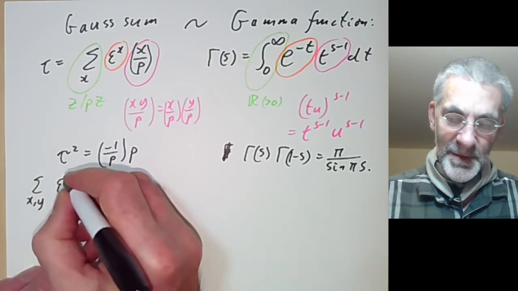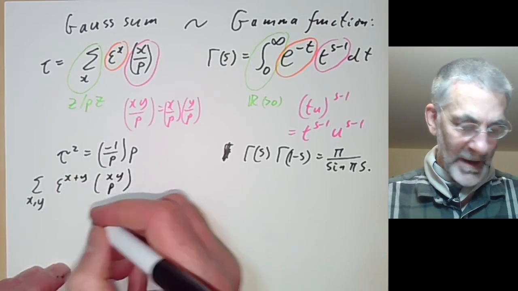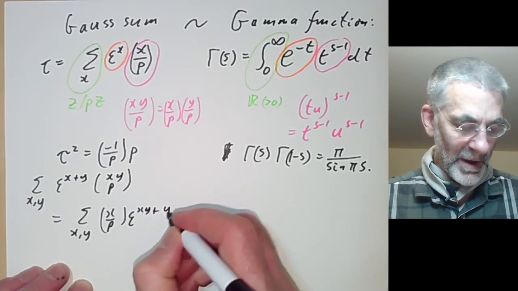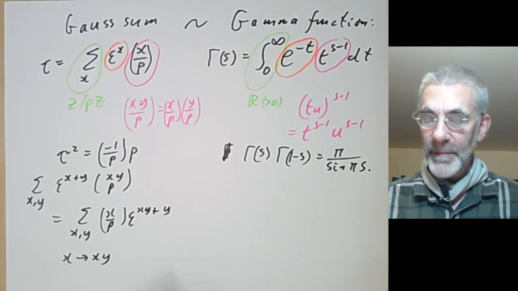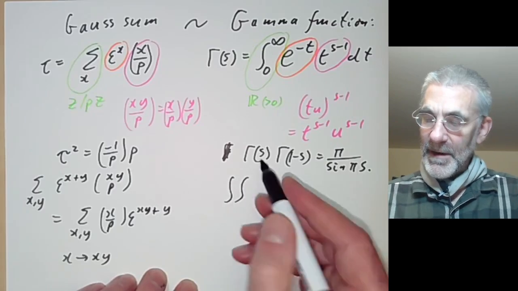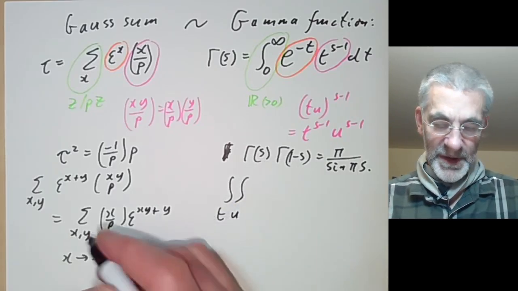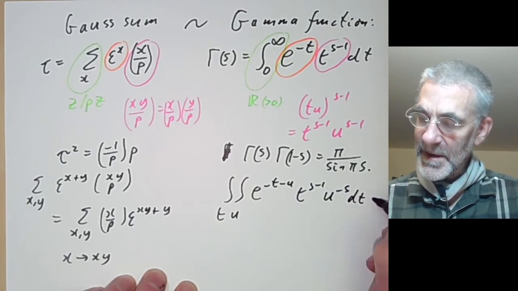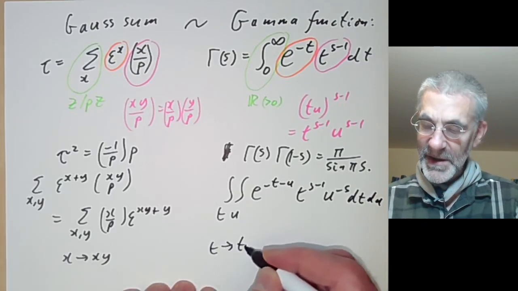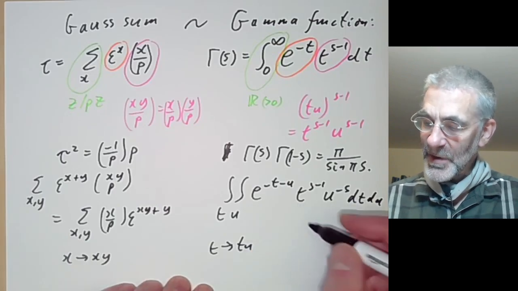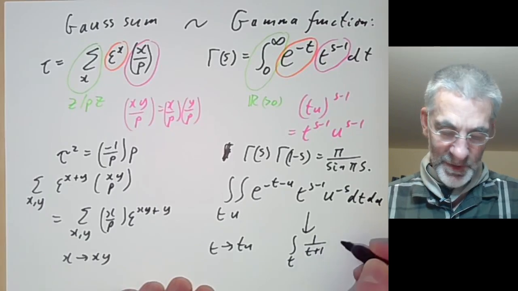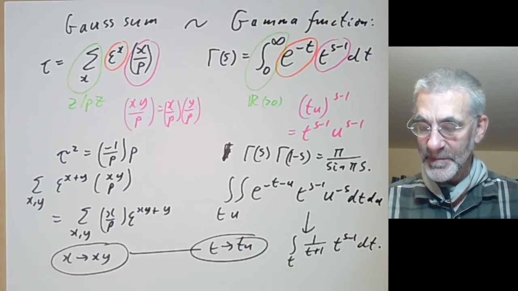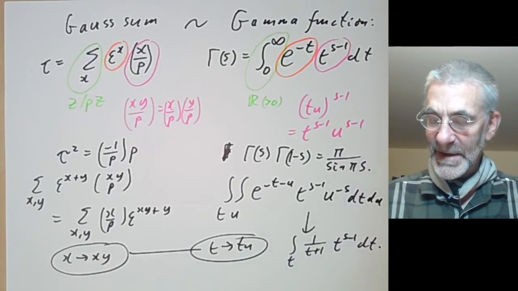You remember we proved this by taking the sum of epsilon to the x plus y times (xy/p) and saying this is equal to the sum over x, y of (x/p) times epsilon to the xy plus y, where we changed x to x times y. And one way of proving this formula is to write this product as a sort of double integral, in the same way we write this as a double sum, and we get e to the minus t minus u, t to the s minus 1, u to the minus s, dt du. Now we make the change of variable t goes to tu, and if we then carry out the integration over u, this becomes the integral over t of 1 over t plus 1, t to the s minus 1 dt. You notice this change of variable looks very much like that change of variable. And this bit turns out to give you the right-hand side of this identity.